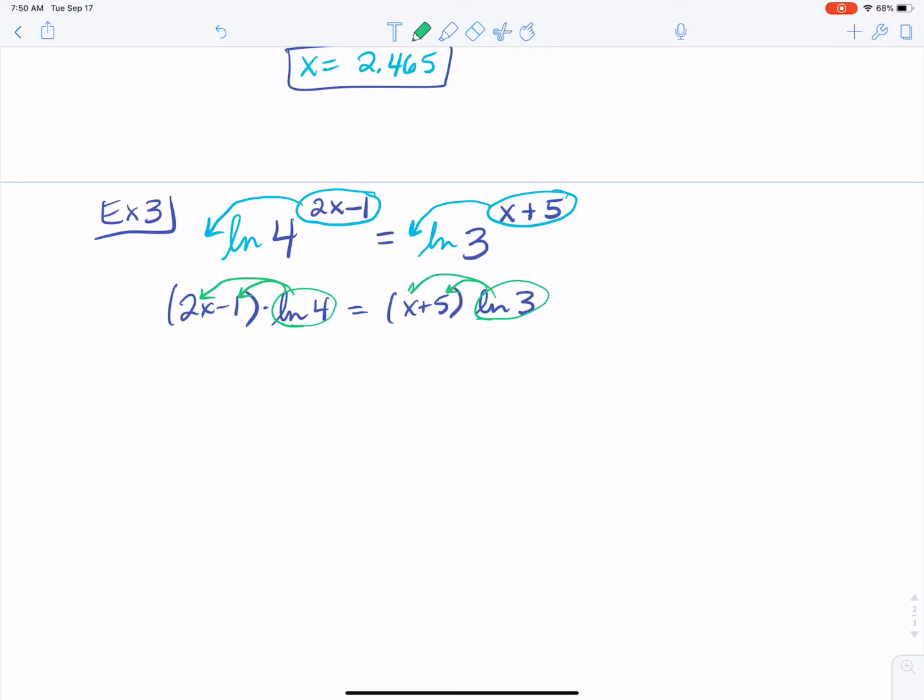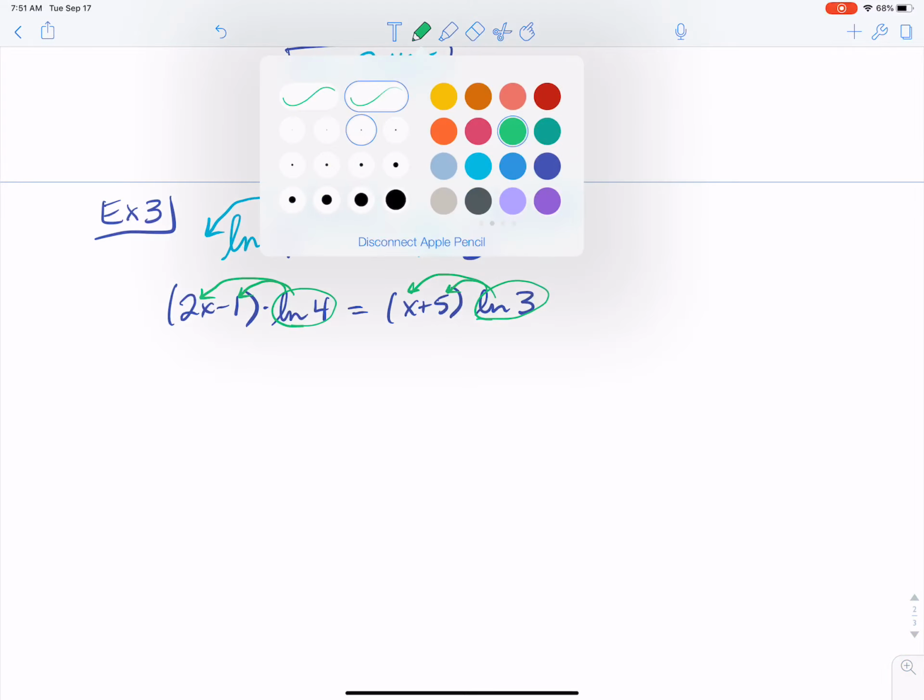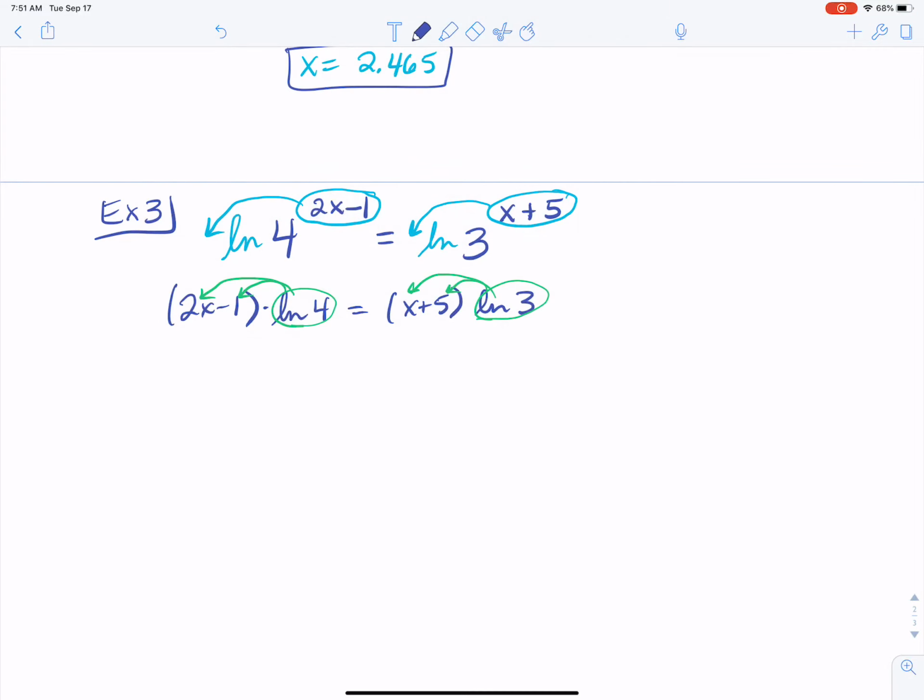And like I said, it's a mess. But y'all are smart, you can handle it. So ln 4 is just a crazy decimal. If you type that into the calculator, it's a decimal. So you would treat it just like you would if that was like a 5. If I had a 5 there, I would just distribute and multiply it times the 2x and multiply it times the negative 1. So that's what you're going to do.